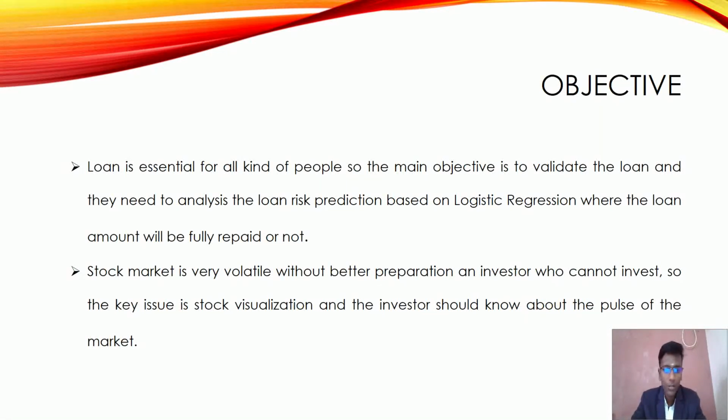My main objective: loan is essential for all kinds of people, and the main objective is to validate the loan, and they need to make an analysis on the project. So the main objective of my project is to extract the loan image and make an automatic loan verification and validation system.